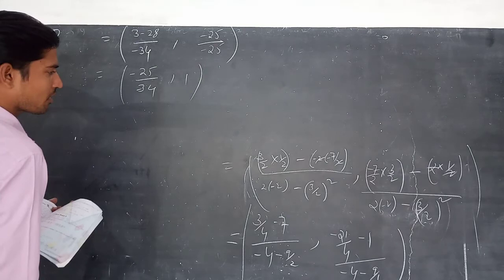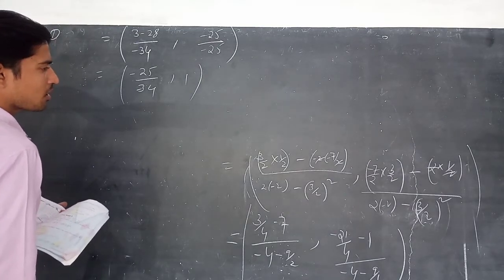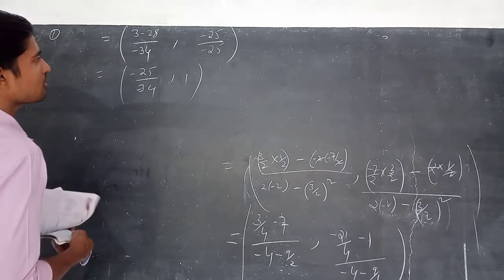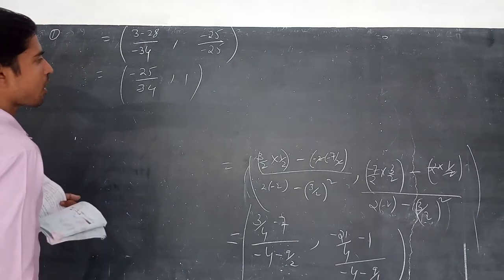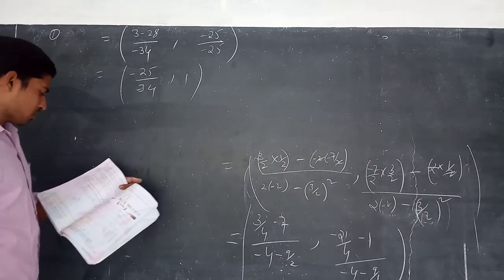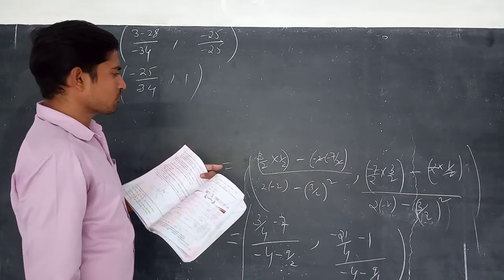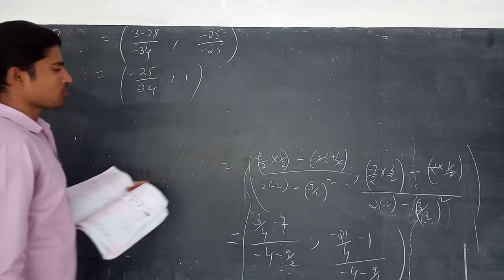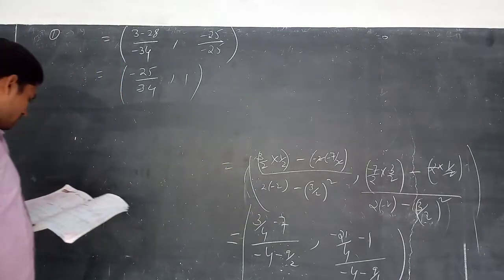Minus 7 by 2 of minus bc. What is b here? B is minus 2. G is minus 7 by 2. Got cancelled. It is correct only.